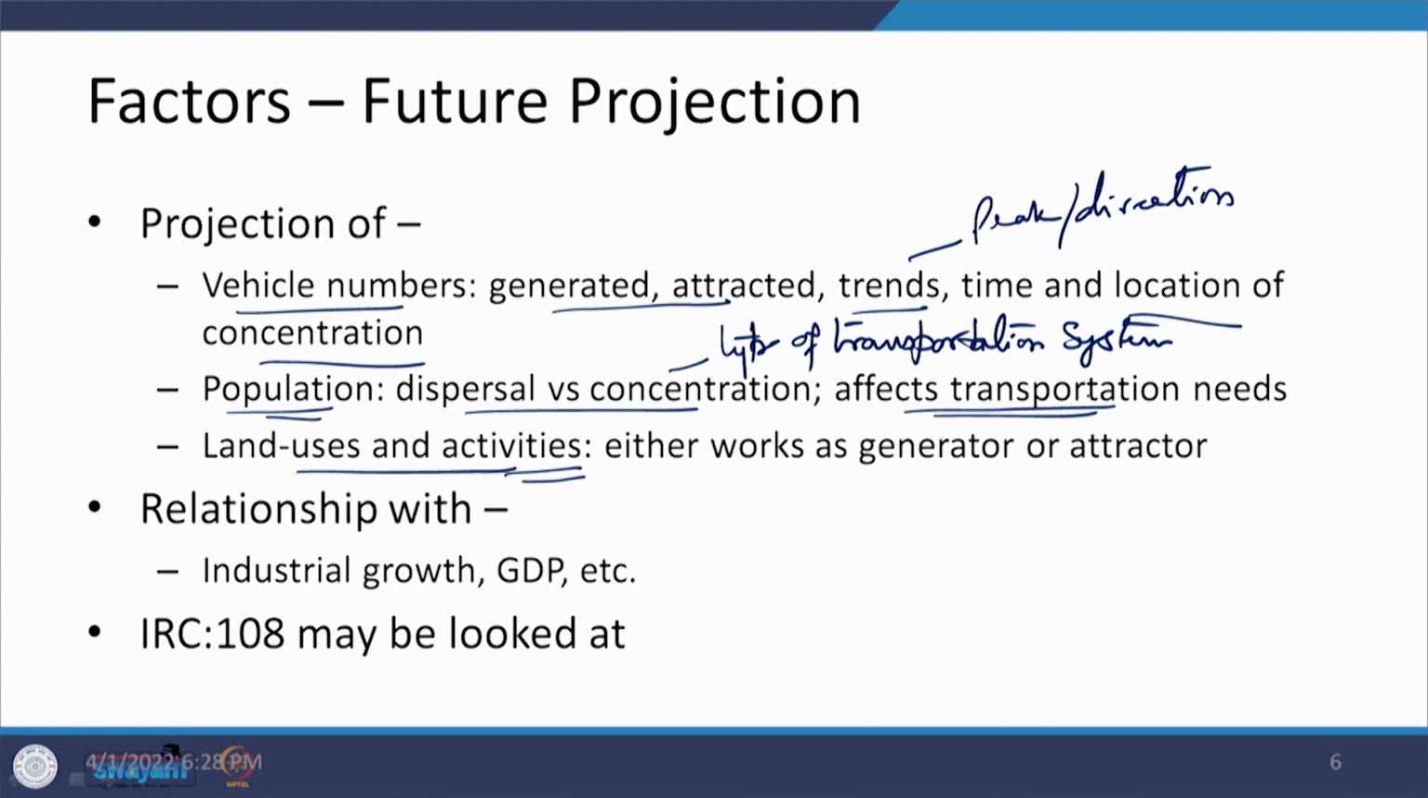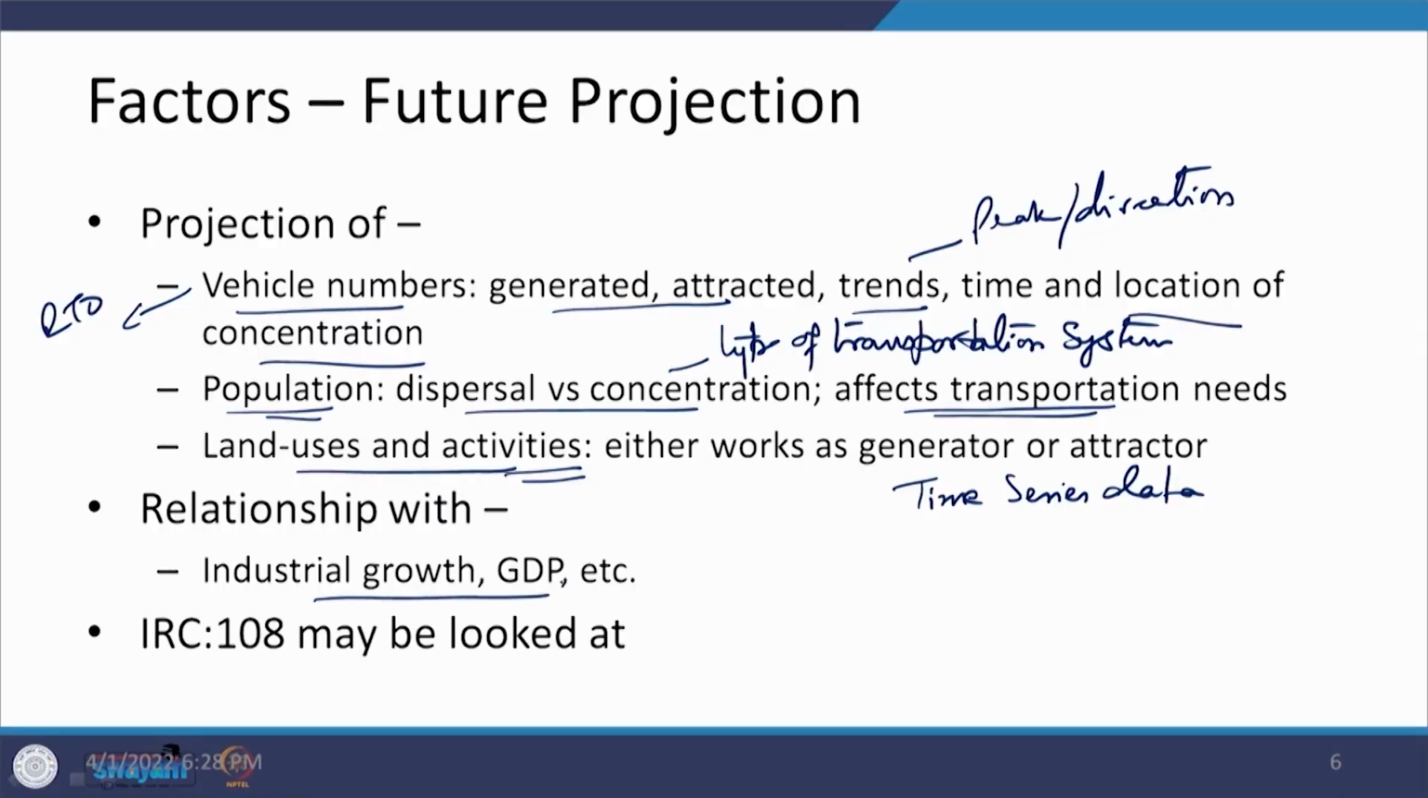When you are looking at these projections, this can be done with the help of time series data which is available. Say you are talking about vehicle numbers, they may be available with the RTO office for different years, and from there you can make out what is going to happen in the 5th or 10th year. Or it can also be correlated with the industrial growth or the GDP of an area and so on. So, there can be different such indicators. In that direction, if you want, you can look at IRC 108 for the projection of various elements which we are going to look at, and specifically the vehicles.